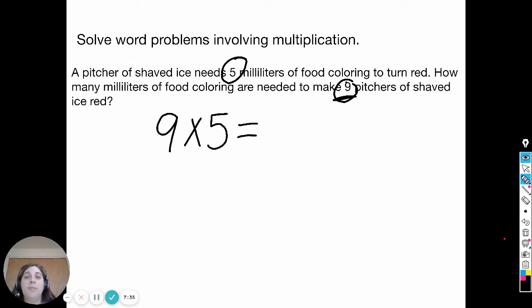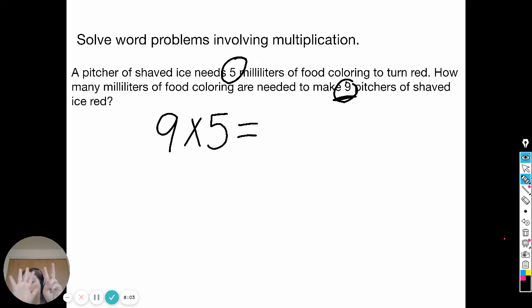This wouldn't be addition because adding 9 pitchers to 5 milliliters doesn't make sense. We can't add those together. We're making 9 groups of 5 milliliters. So what this means for you is we're going to count by 5s 9 times. So you're going to want to put up 9 fingers and count by 5s.